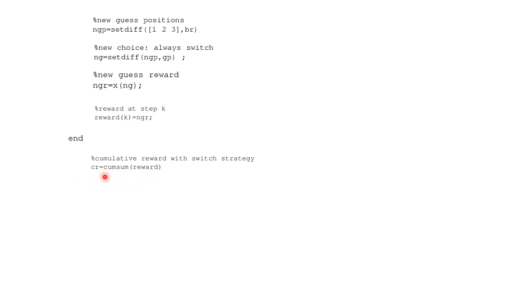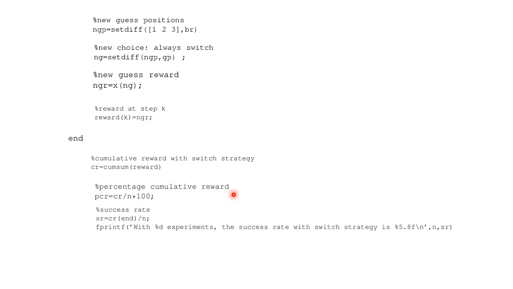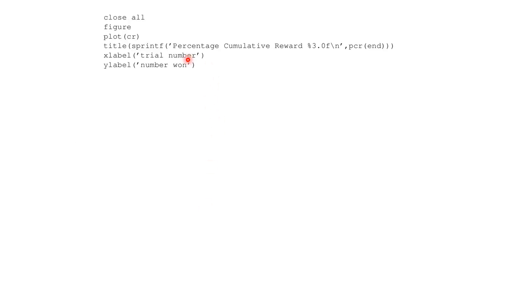Then we will form the cumulative sum of those reward vectors, and then we'll compute the percentage which we've won. And we'll send this information to the screen, and then we will plot. We want to plot the cumulative reward.